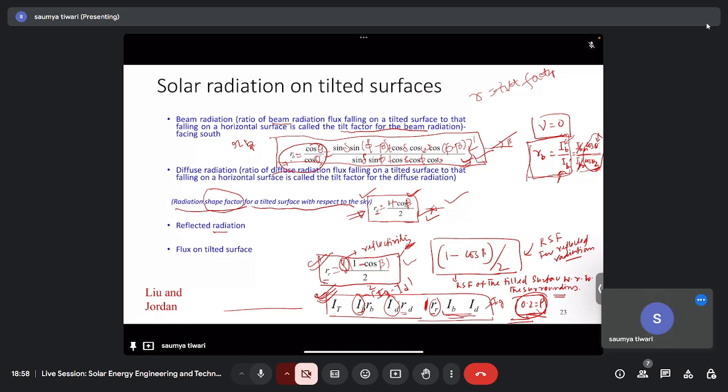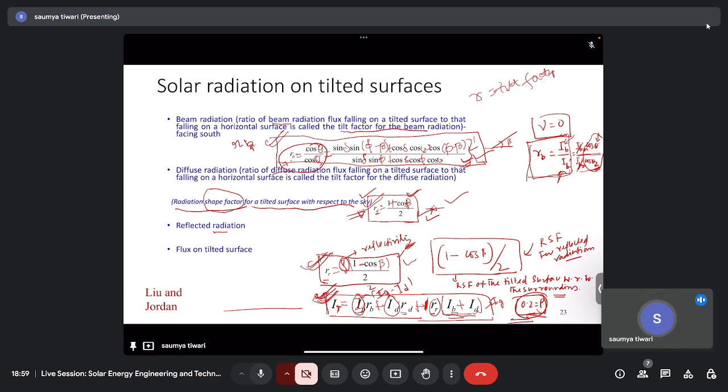So your solar flux on a tilted surface will be equal to the beam radiation into the tilt factor for beam radiation, plus diffuse radiation into the tilt factor of diffuse radiation, plus the tilt factor for reflected radiation into IB plus ID, which is basically beam plus diffuse, that will be equal to your global radiation. So this formula, this tilt factor formula, you need to remember.